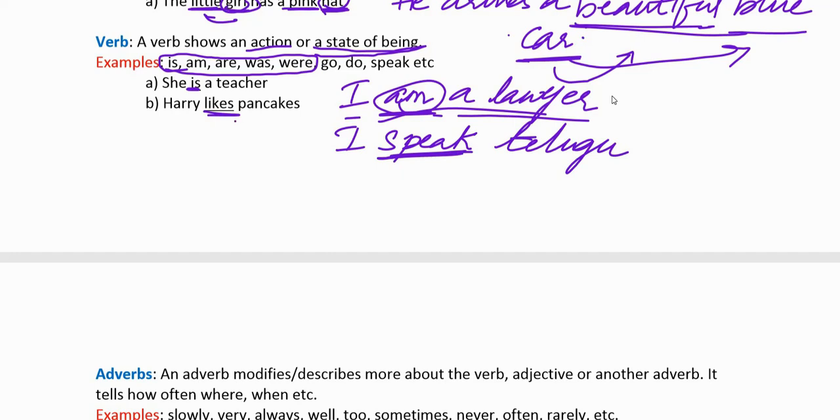Now verbs are very important in English because they are the only words which can be modified, and they help in understanding the concept of tenses. Okay, and you know what tenses are. Even if you don't, don't worry, we shall learn about them in the upcoming videos.